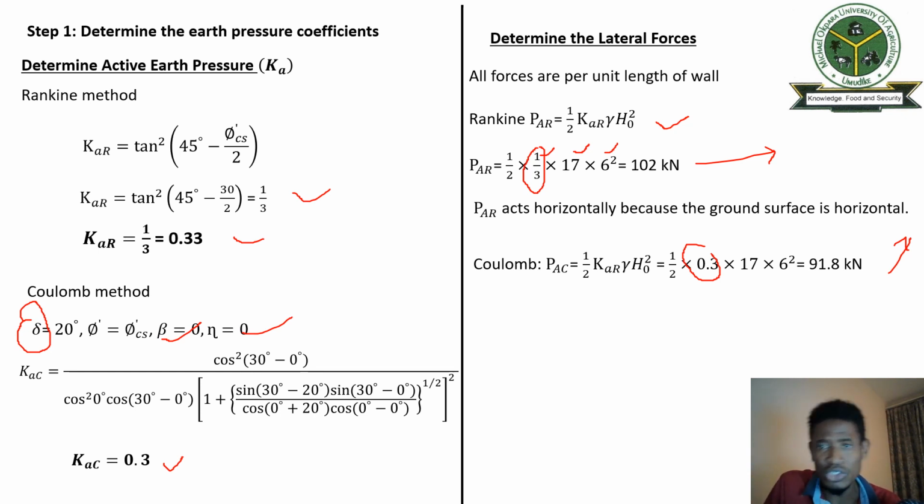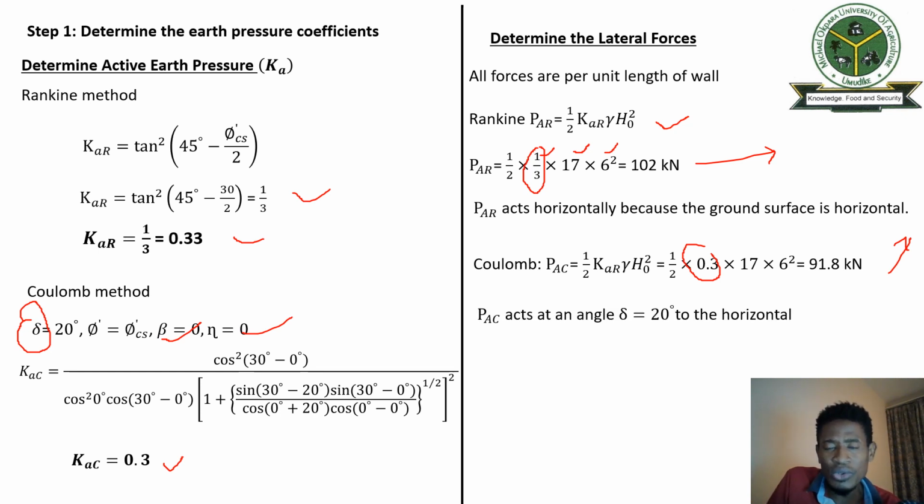So you see, it's not difficult for you to solve this. It's not very difficult. First, determine the active earth pressure with the two methods. Once you determine it with the two methods, the next thing you will do is determine the lateral forces. And the formula is this. So the difference between A and B: when you are solving this question, you're actually solving option A and option B together.